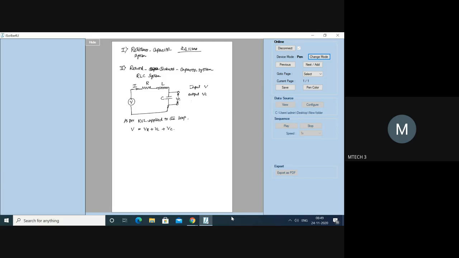Please note down whatever I am writing. Since there is a single loop, the current I will be the same through all the elements. Okay, that is known to us.